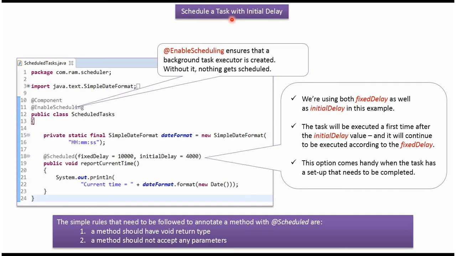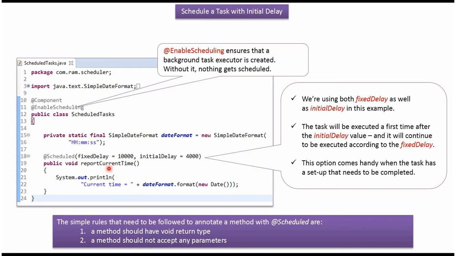In this video tutorial I will explain how to schedule a task with initial delay. Here I have defined the class ScheduleTask. In this class, I have applied @Component annotation and @EnableScheduling annotation. @EnableScheduling annotation ensures that a background task executor is created. Without a background task executor, nothing gets scheduled.